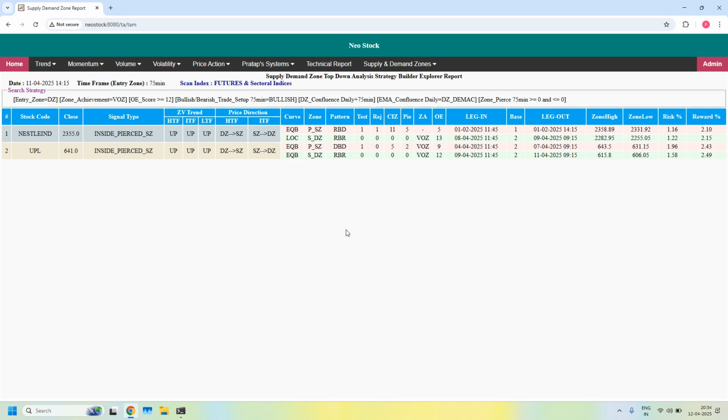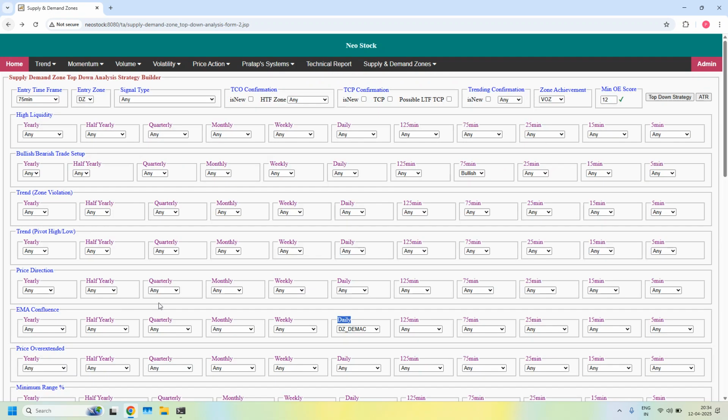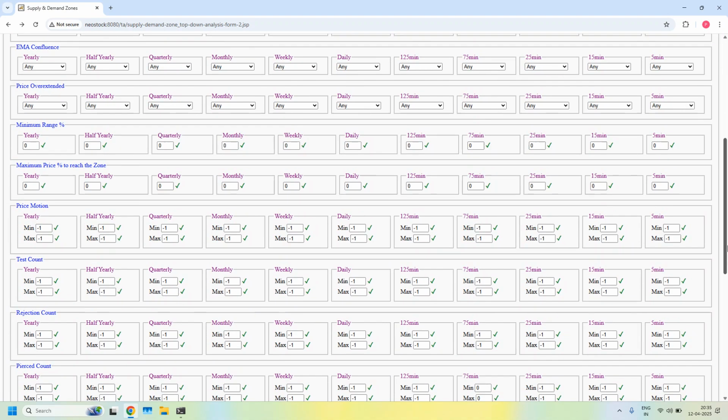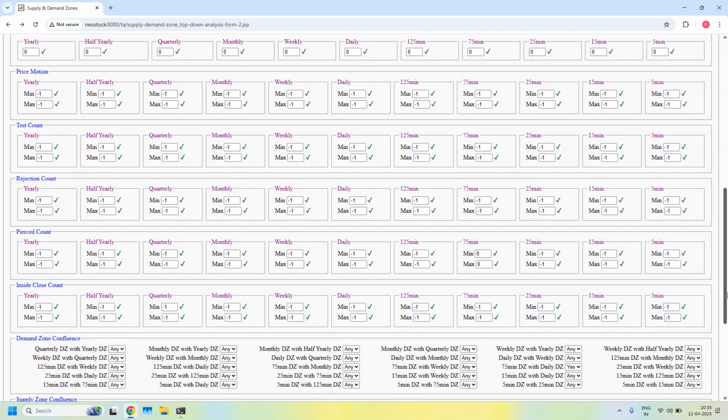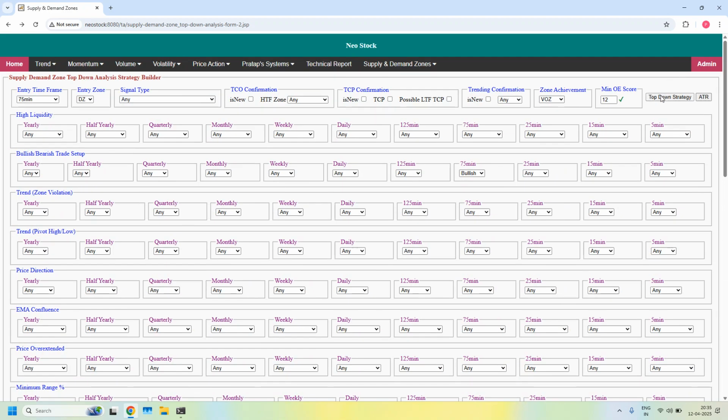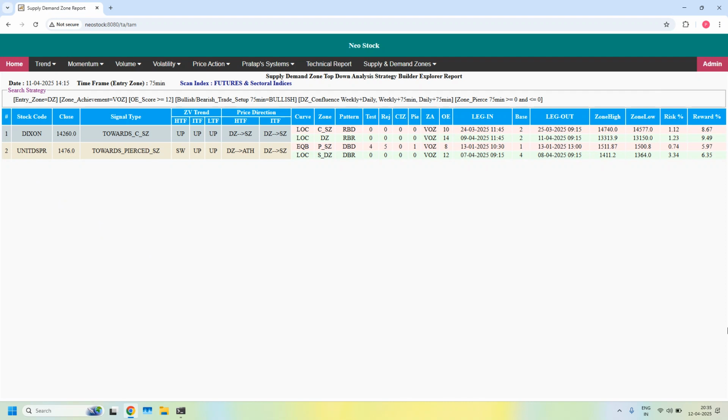Okay, next we will look into LTF, ITF and HTF demand zone confluence supported stocks. So let's go back, removing the EMA filter. In the demand zone confluence, three filters we have to set. The first filter is already enabled, 75 with daily. Next, 75 minutes demand zone with weekly demand zone confluence. Then daily demand zone with weekly demand zone confluence. With all the three filters, we got two stocks.